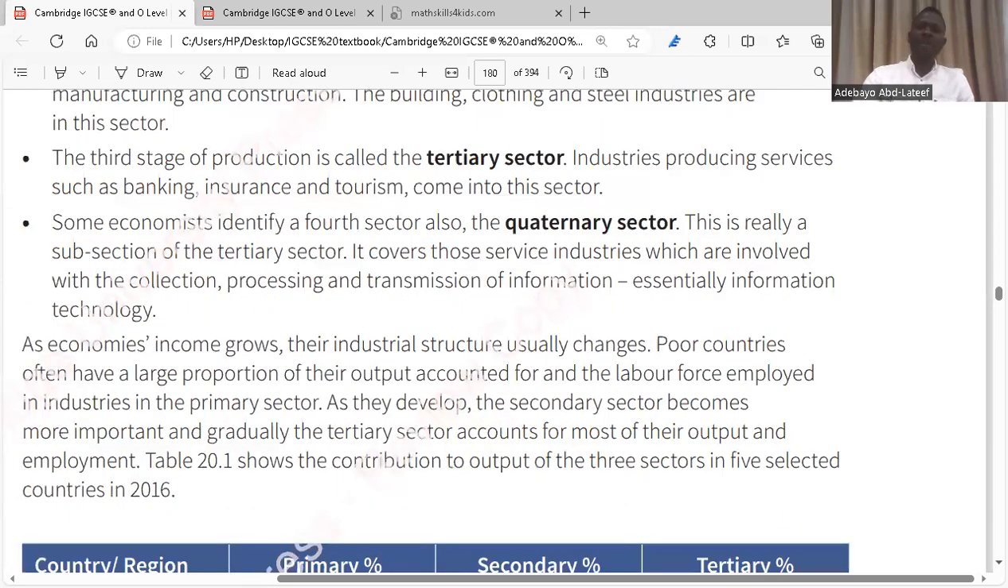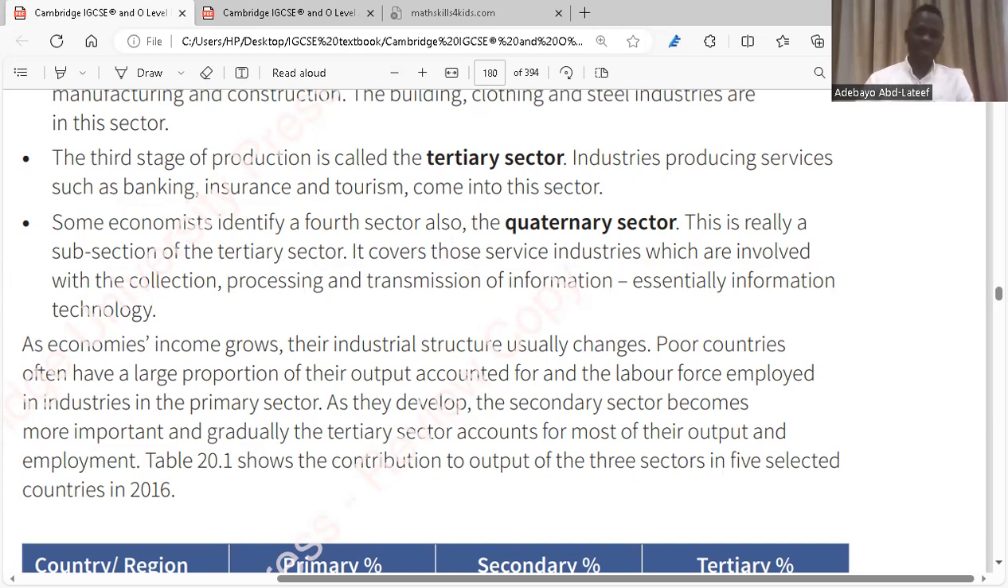Then some economists identify, okay, then the third stage of production is called the tertiary. The tertiary sector comprises industries producing services such as banking, insurance, tourism, education, and so on. So this sector provides services. Retailing is part of the tertiary sector.